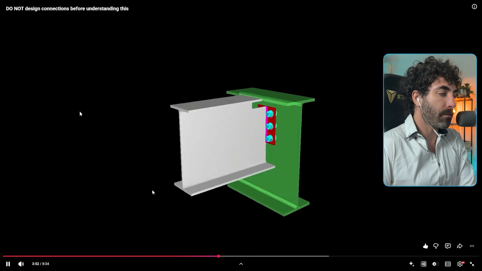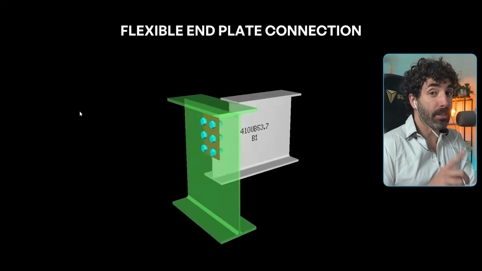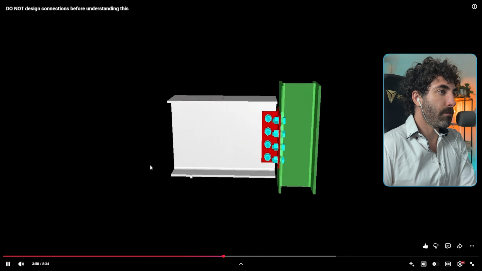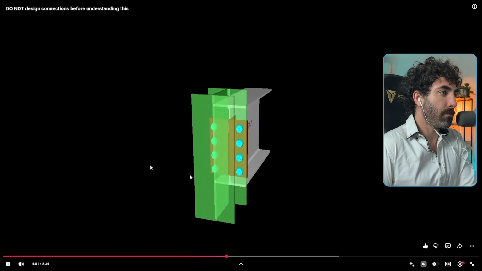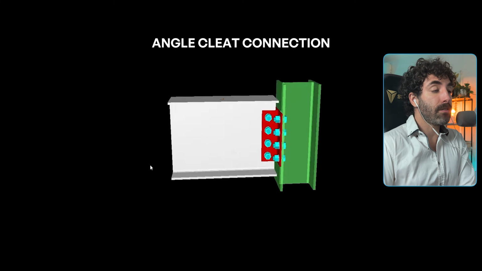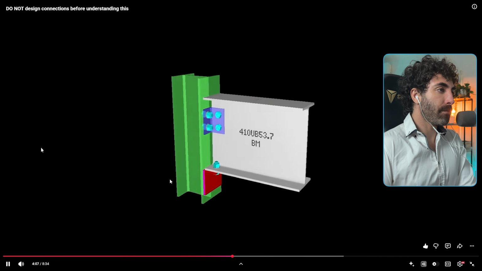This one is a beam to beam connection. That's a flexible end plate connection. You can have an angle bolted to the flange of the column and bolted to the web of the beam. That's an angle cleat connection. You can also have a welded angle seat with bolts to the beam.